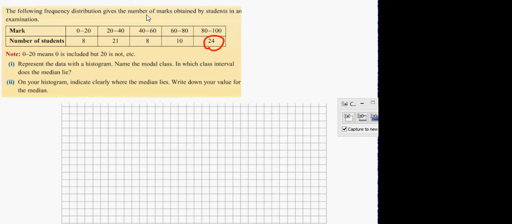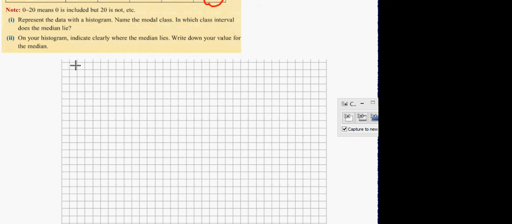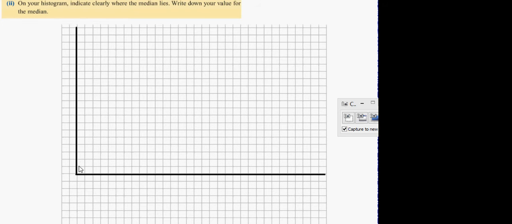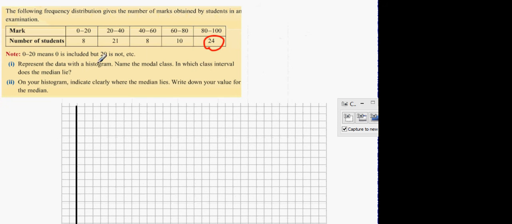Now we need to draw a histogram. So we're just going to draw an x and y axis. What always happens is the interval always goes on the bottom. It's going up in 20s. I'm going to start off with 0, and you can choose whatever gap you want. I'm going to use a gap of 4 blocks. So 0 to 20, then the next gap is up to 40, the next gap up to 60, a gap of 4 again to 80, and a gap of 4 to 100.